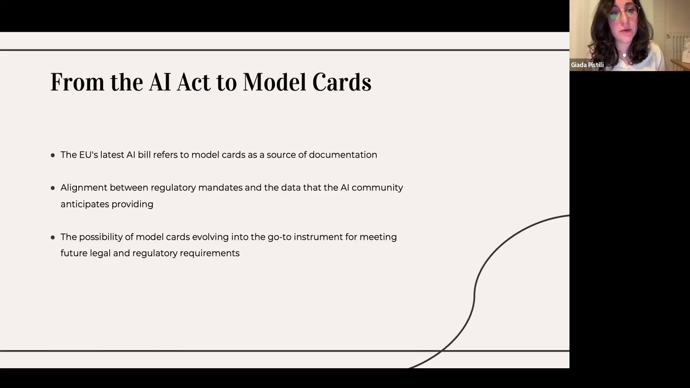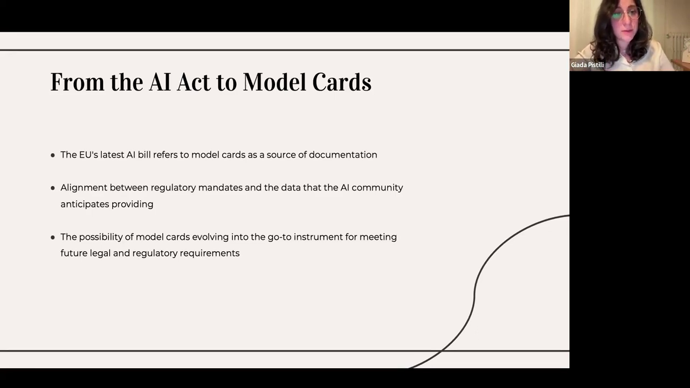One example I wanted to give you is indeed in the AI Act. The EU's latest AI bill, that maybe you are familiar with, also refers to model cards as a source of documentation. So we can see that there's an alignment between regulatory mandates and the documentation that the AI community anticipates providing, because, as I was saying, it's something that has been researched since 2016, but it's really adopted not only by big tech companies, but also by our users.